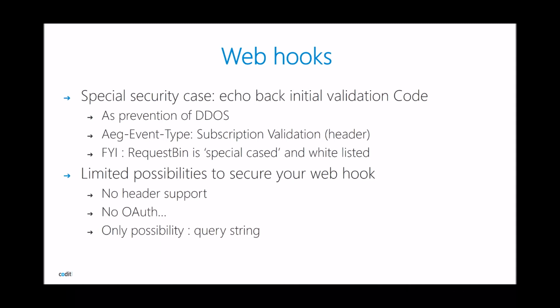So when you register, you see these validation codes coming back. And there's a special case, for instance, with request bin, which is whitelisted so that you can do this, because this is a mechanism to prevent DDoS attacks. If you look at security in general with regards to webhooks, there's currently no header support in there, nor ways of doing it. So the way of securing it is by using it within a query string. So that's why you can have your SAS token or your key.